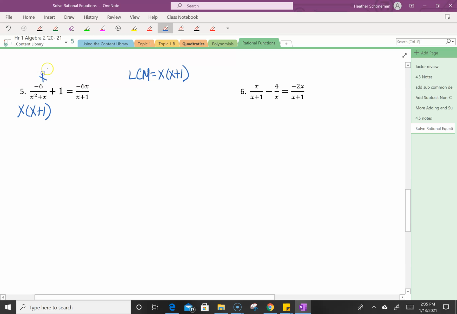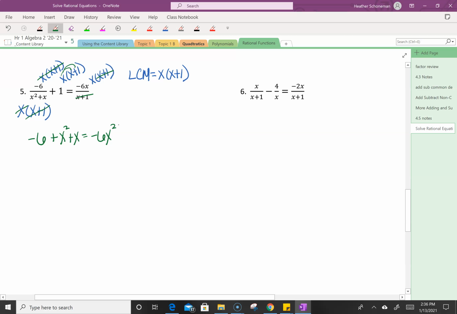So now I need to multiply everything times that. So in the first fraction, the x plus 1's cancel. And so, oh, and the x, my bad. So I'm left with just negative 6. Plus, in the second term, nothing cancels. So I've got 1 times x plus 1. Well, multiplying 1 by anything is not going to change it. So 1 times x is just x. So now I'm going to distribute this, and I get x squared plus x equals, over here, the x plus 1 cancel. So I get x times negative 6x, which is negative 6x squared.